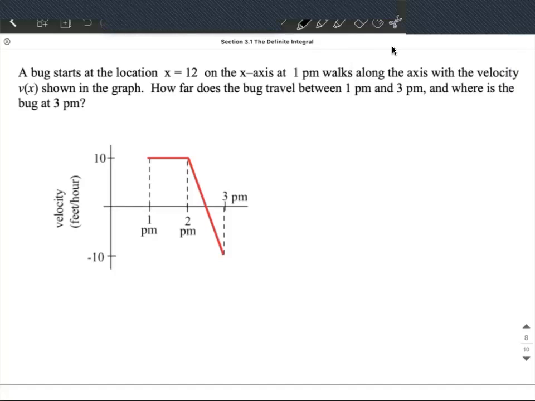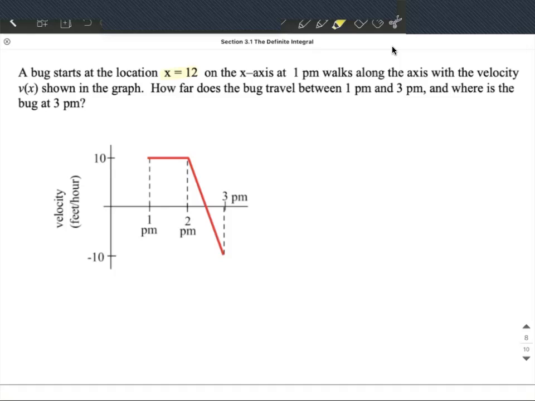Okay, let's follow a bug around. It starts in location x equals 12 on the x-axis at 1 p.m., and walks along the x-axis with the velocity shown in this graph down below. Our goal is to figure out how far the bug travels between 1 p.m. and 3 p.m., and where is the bug at 3 p.m.?